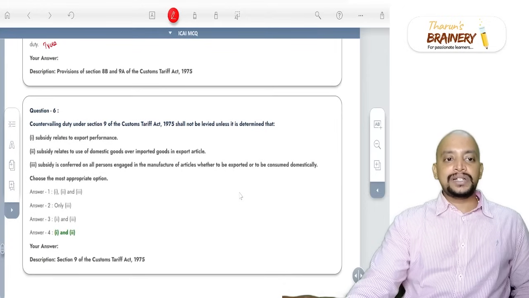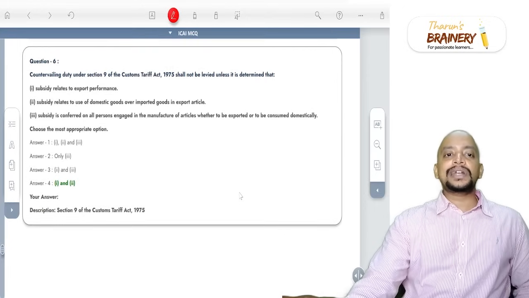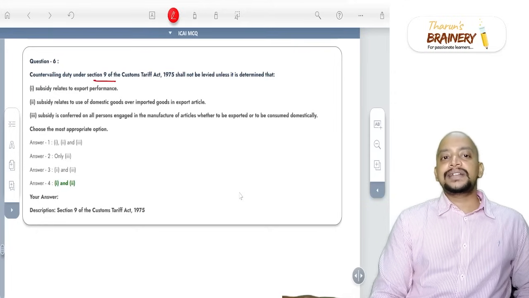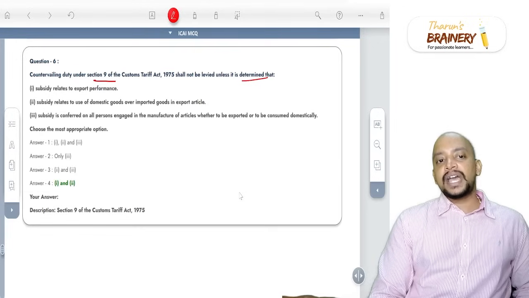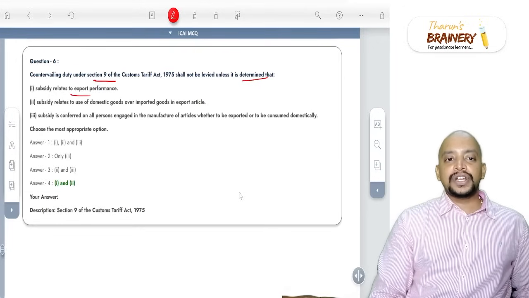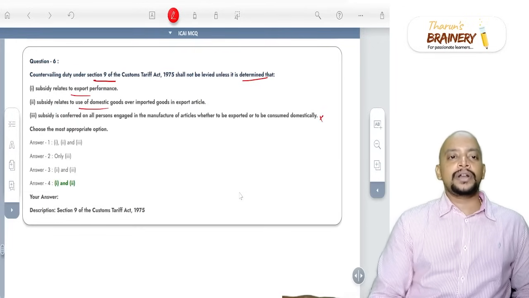Then next, question number 6. Countervailing duty under section 9, that is anti-subsidy duty, shall not be levied unless it is determined that, so already they have given, subsidy relates to export performance, use of domestic goods, conferred on all persons is wrong. So 1 and 2 we already have, it's a repetition.